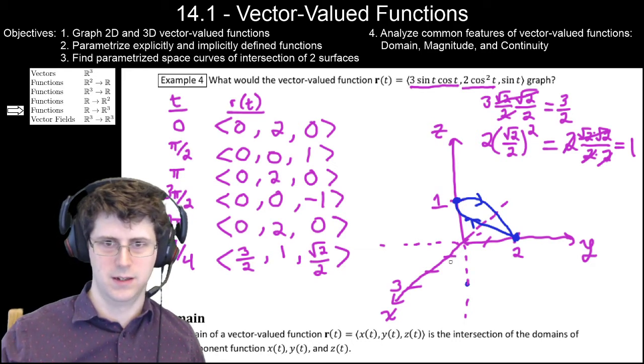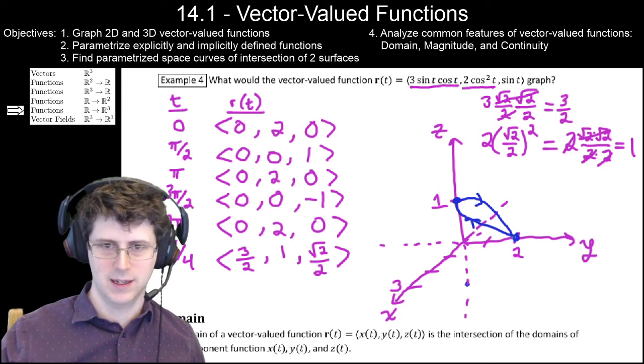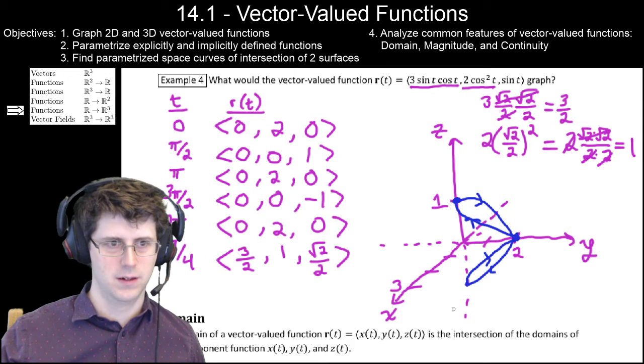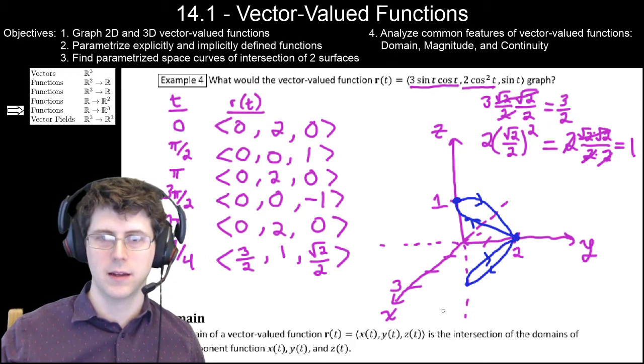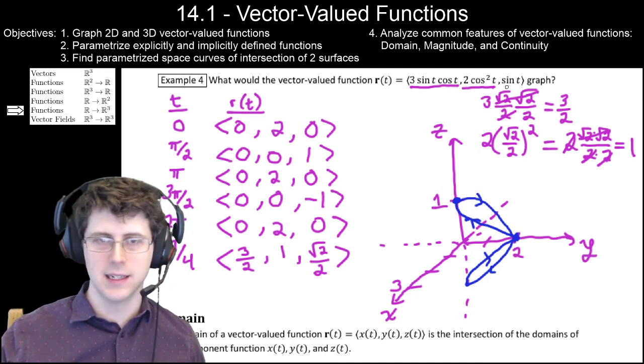Weird. Where am I going next? I'm going to 0, 0, minus 1? So I must make a little loop like this too. What a weird shape. So z is going up and down because z is sine t.